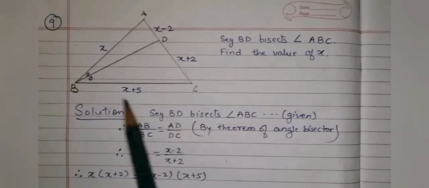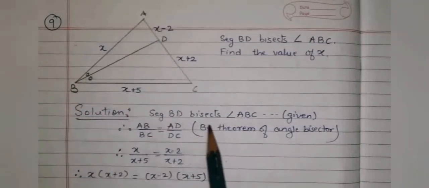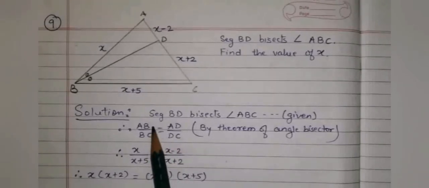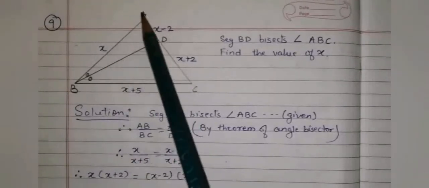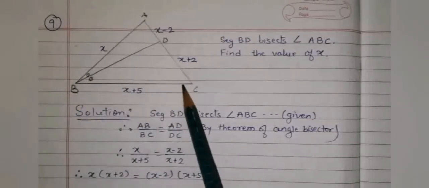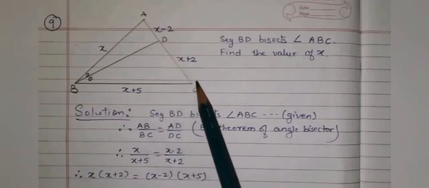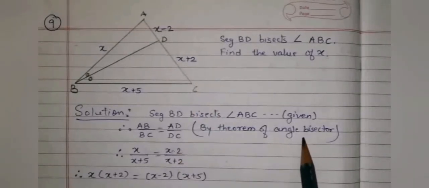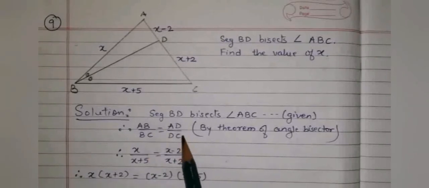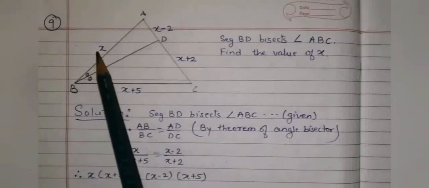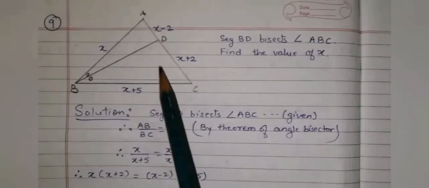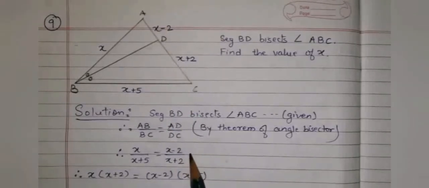First, given is seg BD bisects angle ABC. Therefore, by the theorem of angle bisector, we get the ratio AB upon BC equals AD upon DC. This you have learnt by the theorem of angle bisector. Now we will substitute the values of these segments. AB given X, BC given X plus 5, AD is X minus 2, DC is X plus 2.